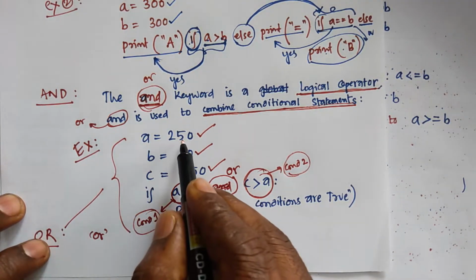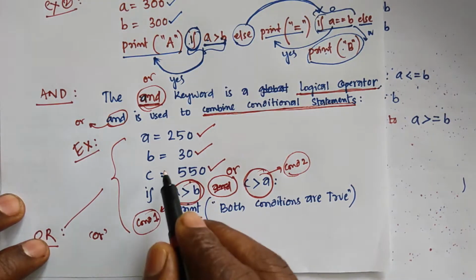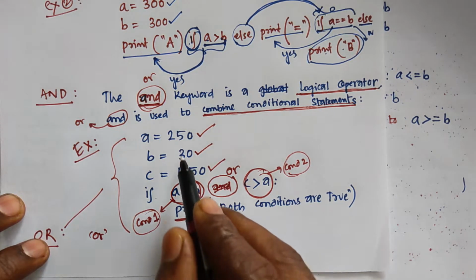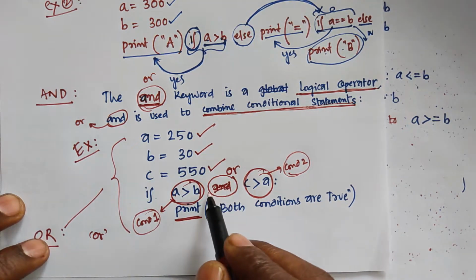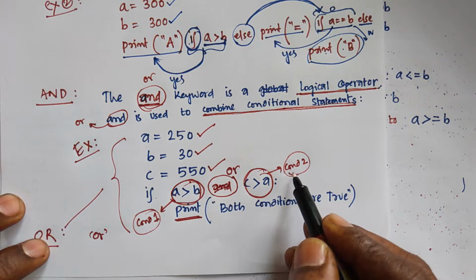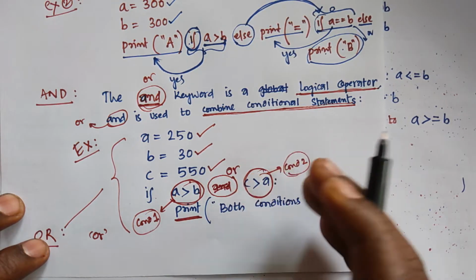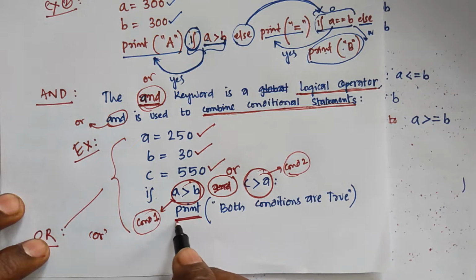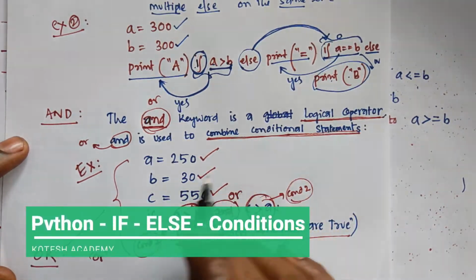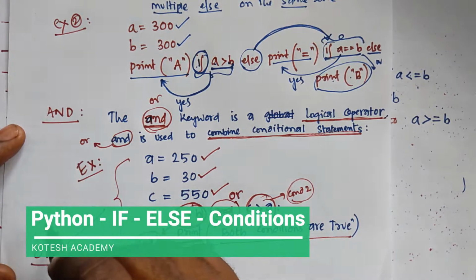A is equal to 250, B is equal to 30, C is equal to 550. If A is greater than B, yes, A is greater than B, or C is greater than A. If you satisfy any one of these, then the overall condition is true. So that is the difference between AND and OR.